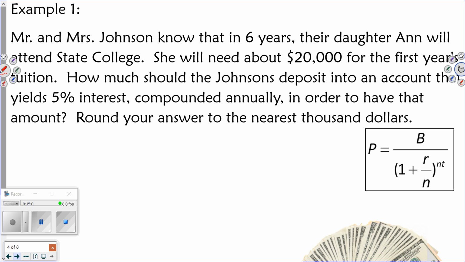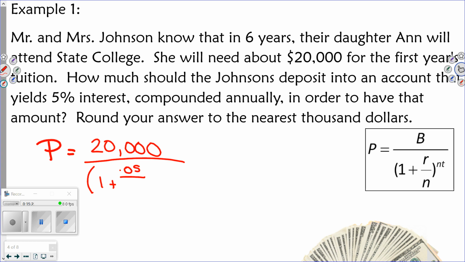All right, so filling this in. I'm trying to figure out how much I need to put in there. So what's the ending balance that I want? 20,000. I want 20,000 when I'm said and done. Divided by 1 plus my rate is 5%, so 0.05 over n, compounded how often? Compounded what? Annually. So how many times a year is that? Once. 1 times, how many years? 6. It is 6 years. The 6 is in there, it's just not where you guys thought it was.